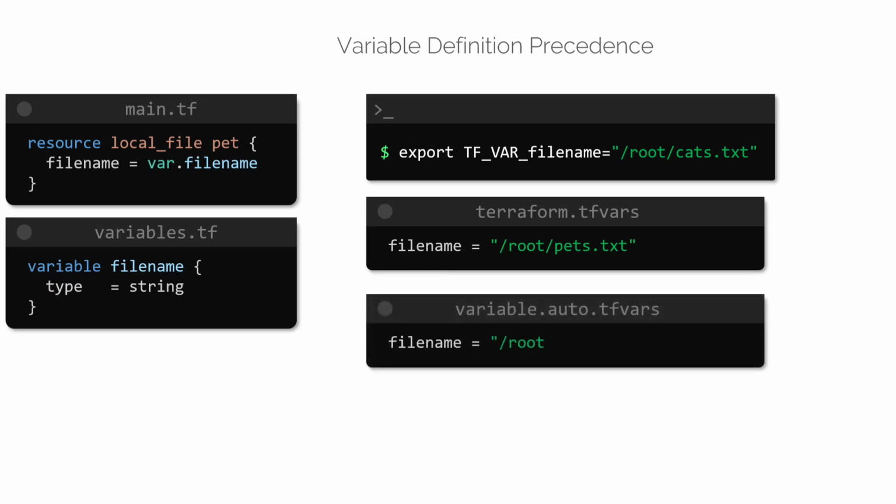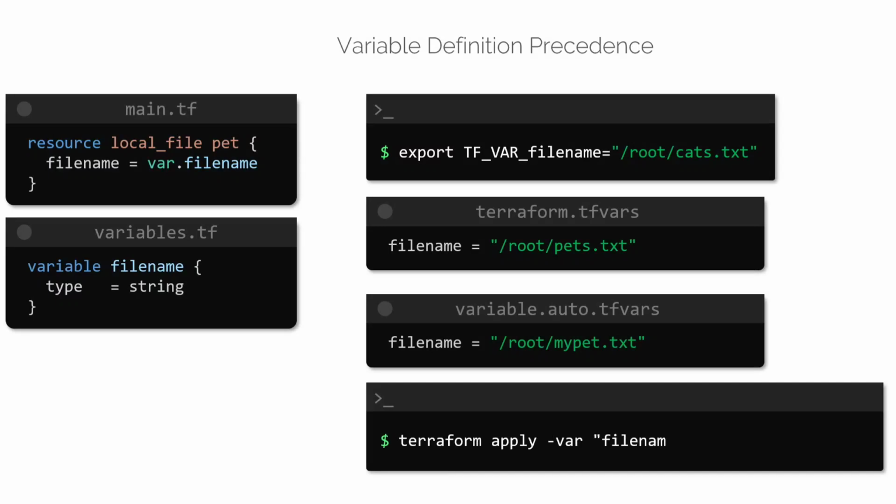The terraform.tfvars file has a value of /root/pets.txt for the same variable. We have also made use of a variable definition file with the name variable.auto.tfvars with the value of /root/mypet.txt. And finally, we are also making use of the -var option while running the terraform apply command with the value of /root/bestpet.txt. So in this case, which one of these values would be accepted?